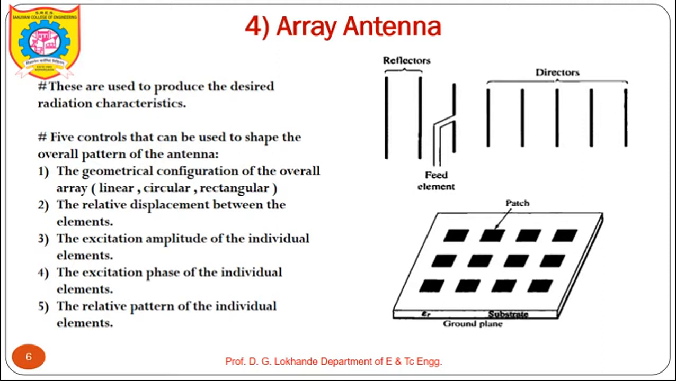Second one is the relative displacement between the elements. Relative displacement means the distance between successive directors, director to dipole, director to reflector, and successive reflectors. So this is the displacement between the elements that we need to observe. Then the excitation amplitude of individual elements. Fourth is the excitation phase of individual elements. Then the relative pattern of the individual elements.